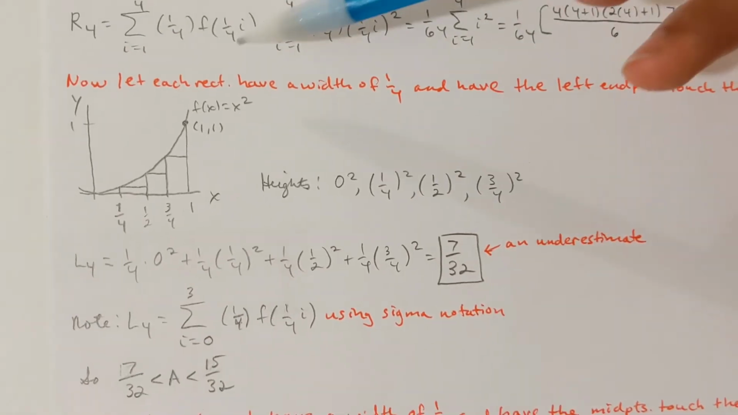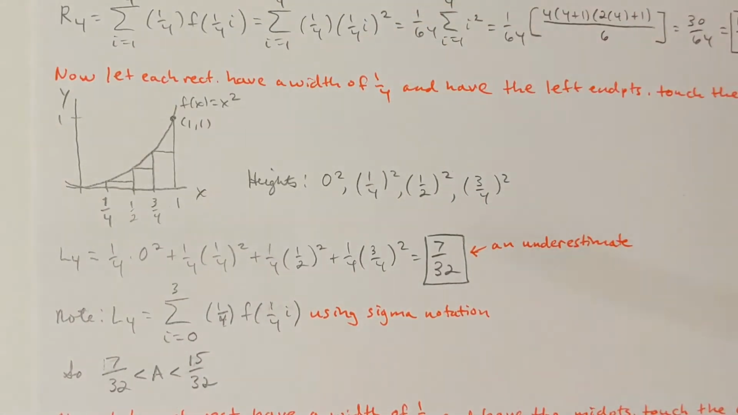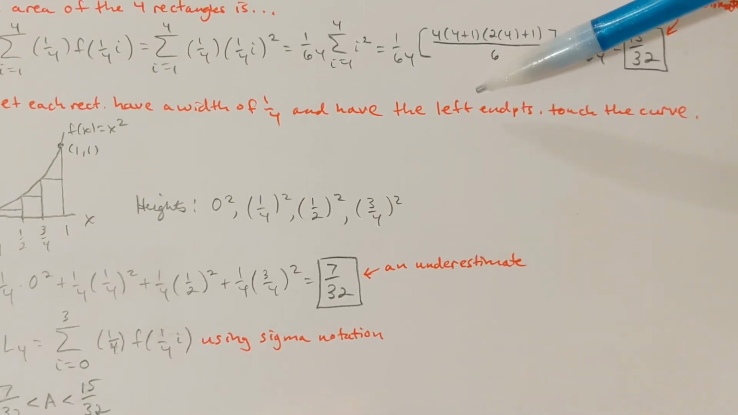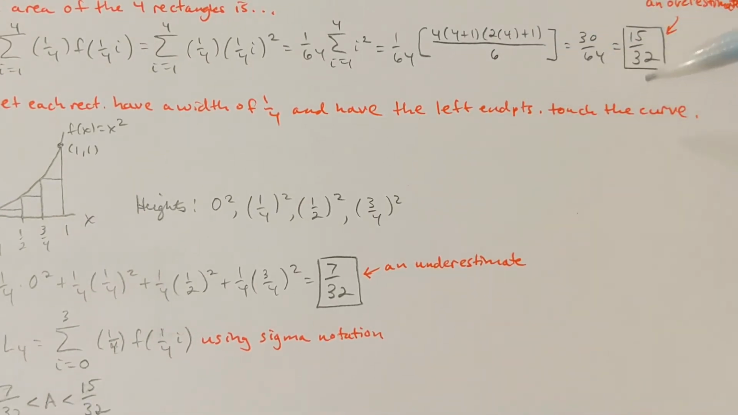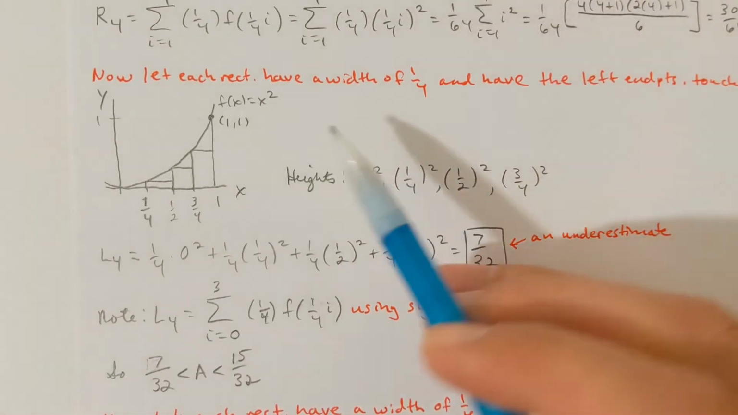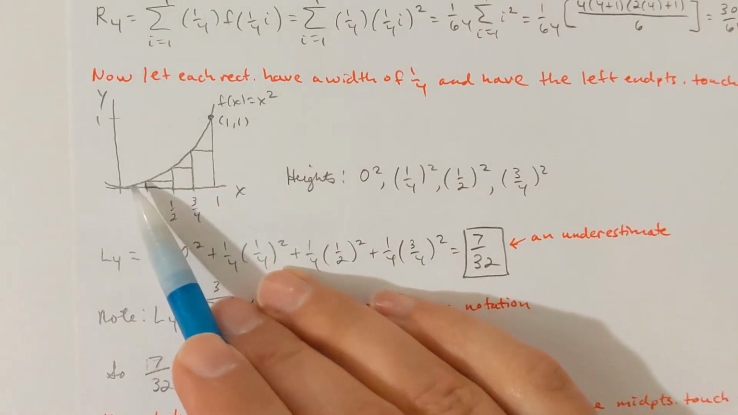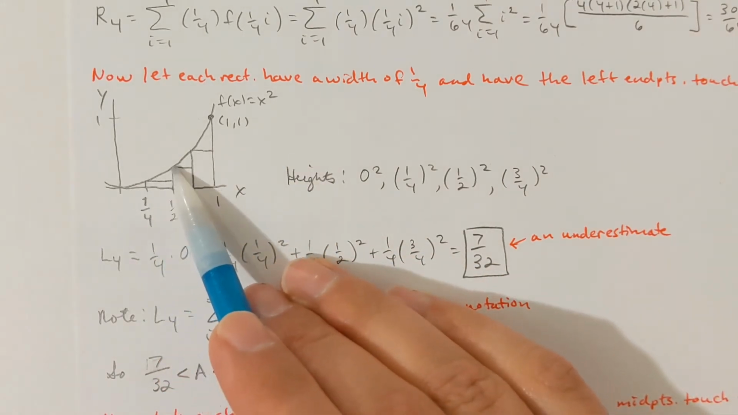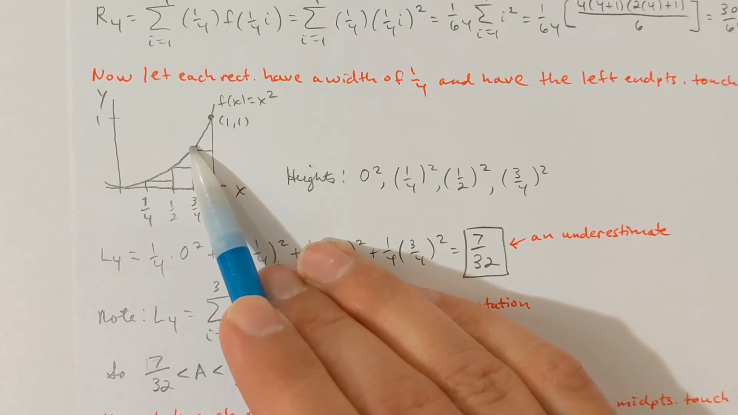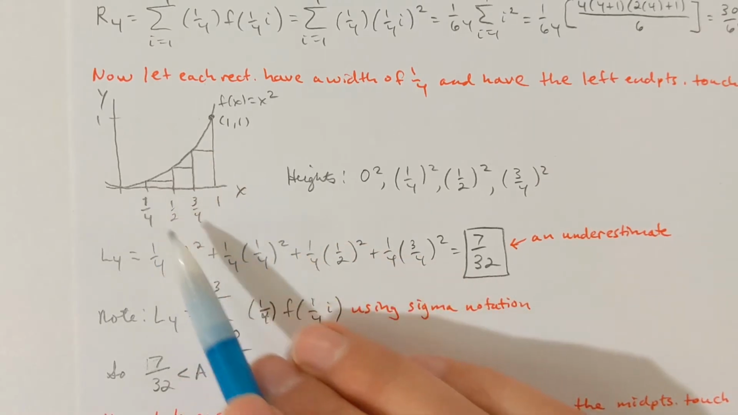Okay, now let me redraw the curve again, y equals x squared. And I'm going to let each rectangle have a width of 1/4, just as before. But this time I'm going to let the left endpoints touch the curve. Okay, so I've drawn 4 rectangles. The left endpoint of each rectangle is going to be touching the curve. And I'll go ahead and calculate the areas of these 4 rectangles and add them together.